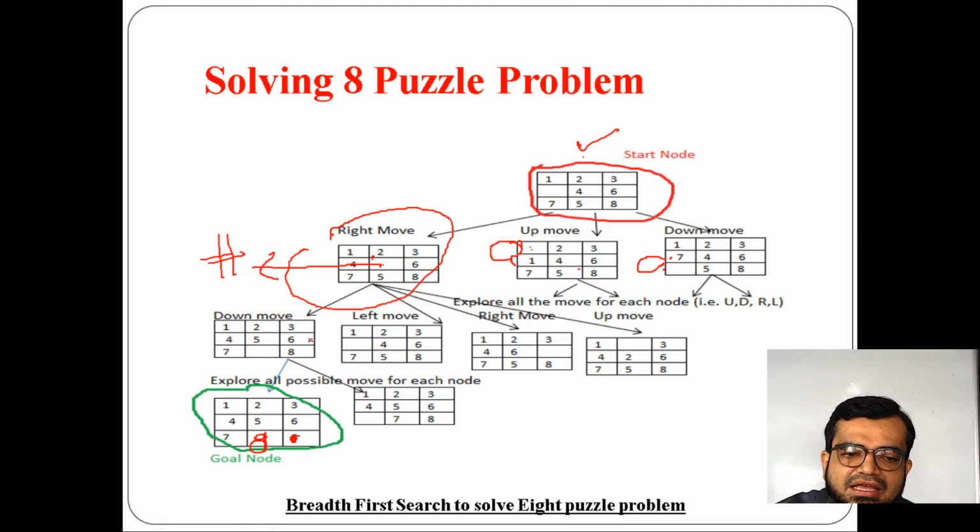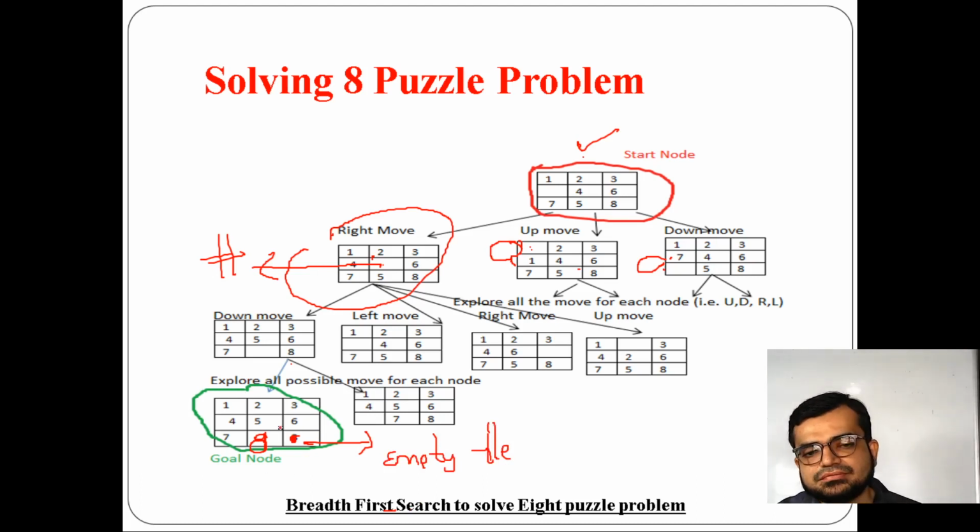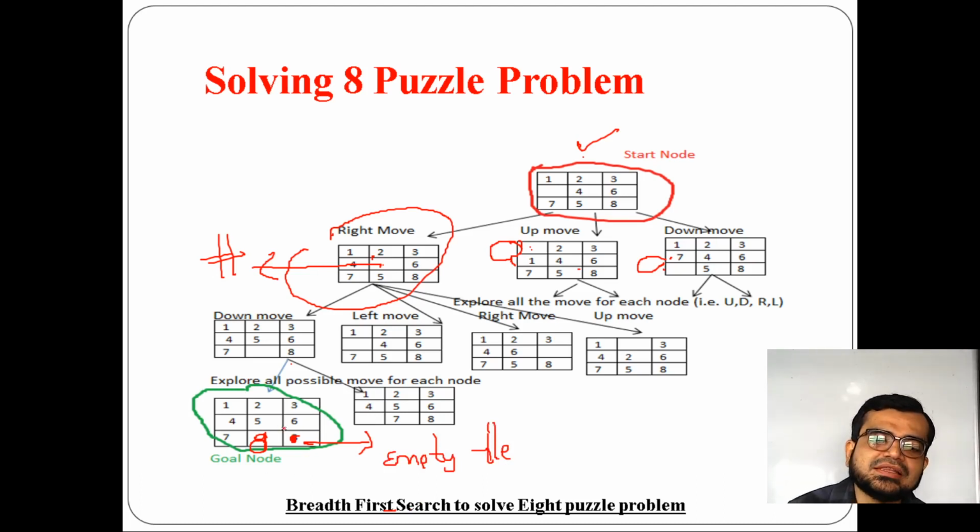So finally, if I take the right direction, that means 8 will come here and the empty, this is what your empty tile. So now this is how your goal node has been achieved. So it's not simple that you may get it only in 3 steps or 4 steps; you may require any number of steps.